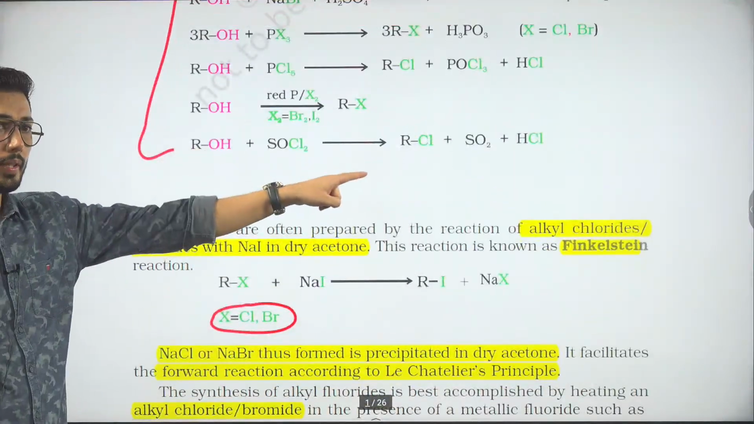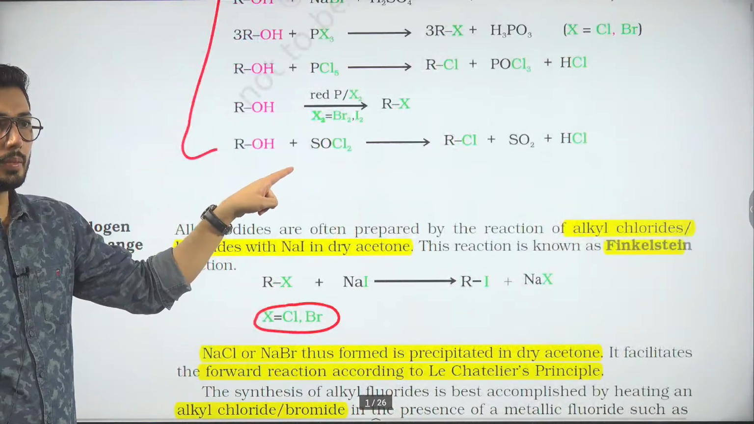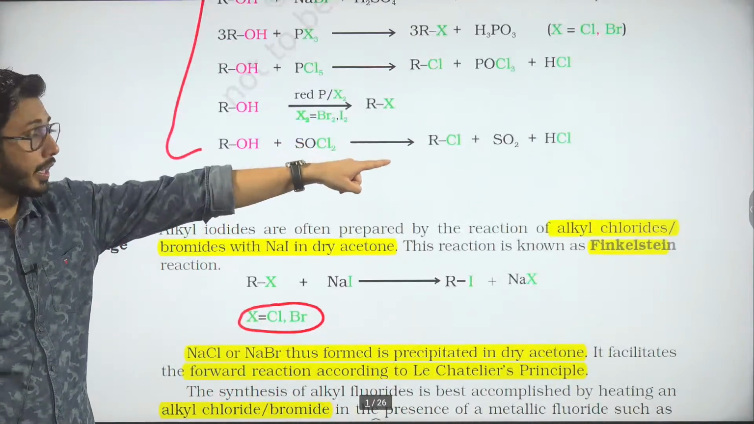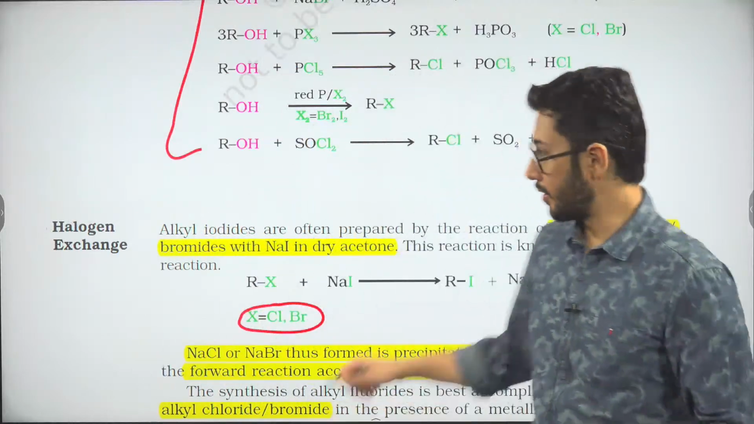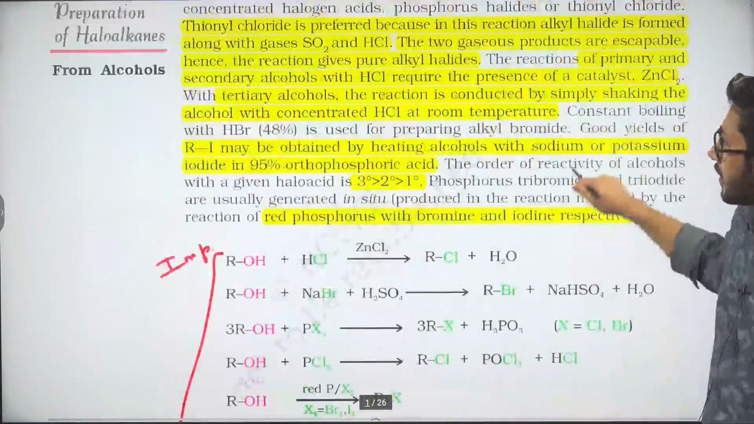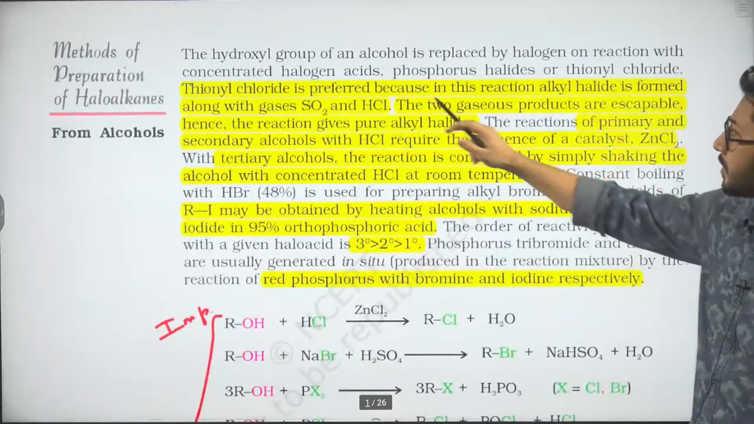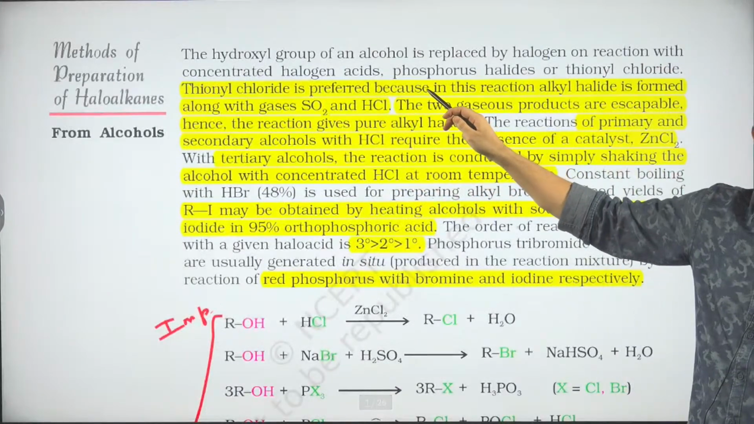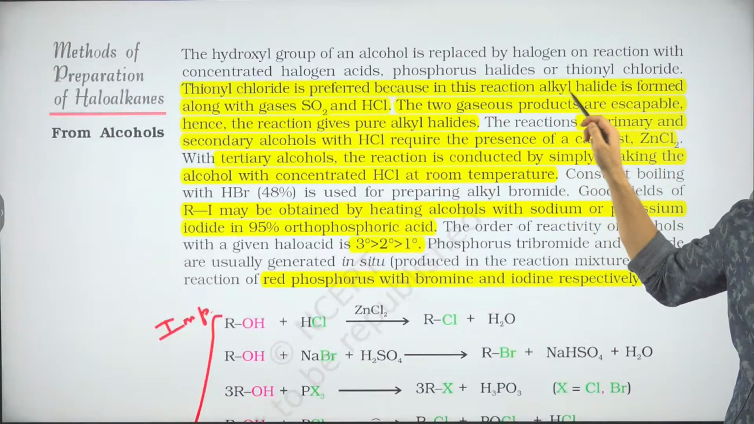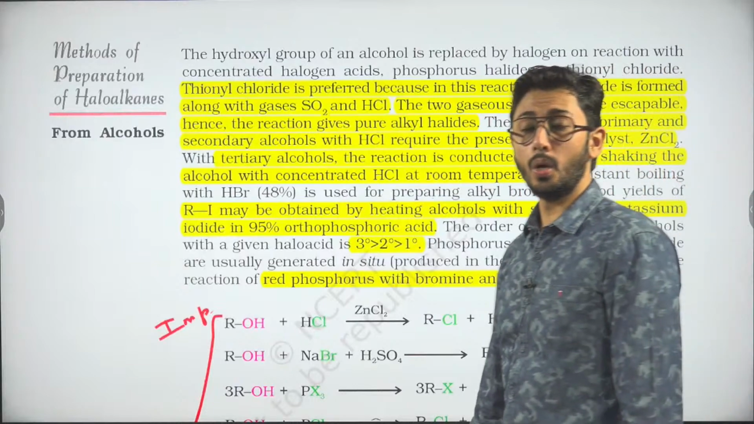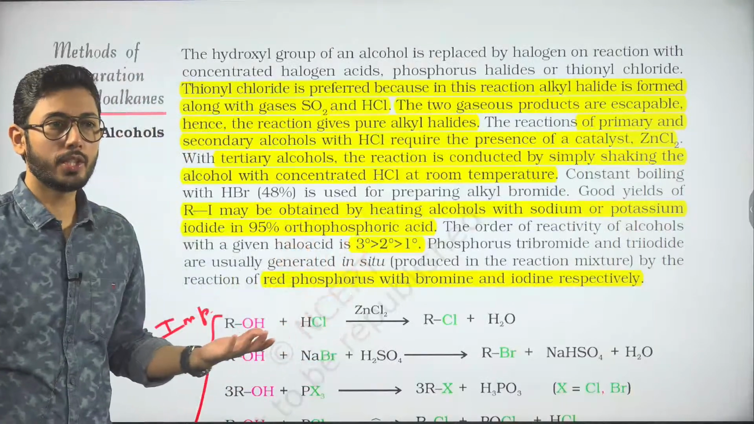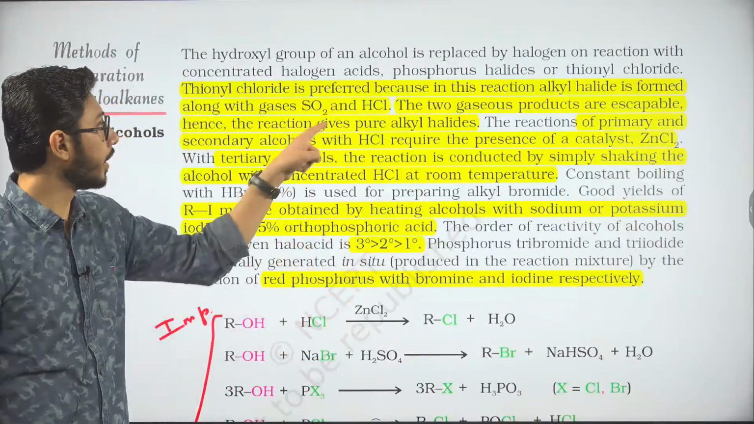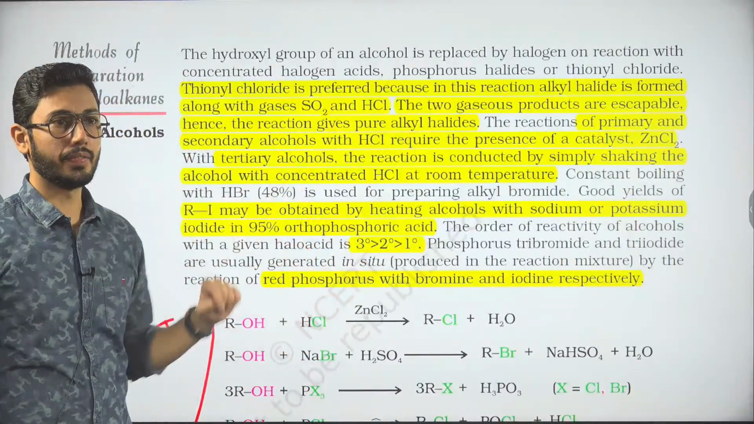Another most important one among them is SOCl2. Why is it important? Because it gives pure alkyl halide formation and the byproducts are gases. After the class, go through this paragraph: thionyl chloride is preferred. Why? Because in this reaction alkyl halide is formed along with the gases SO2 and HCl. The gases escape the reaction mixture, and finally pure alkyl halide is left.